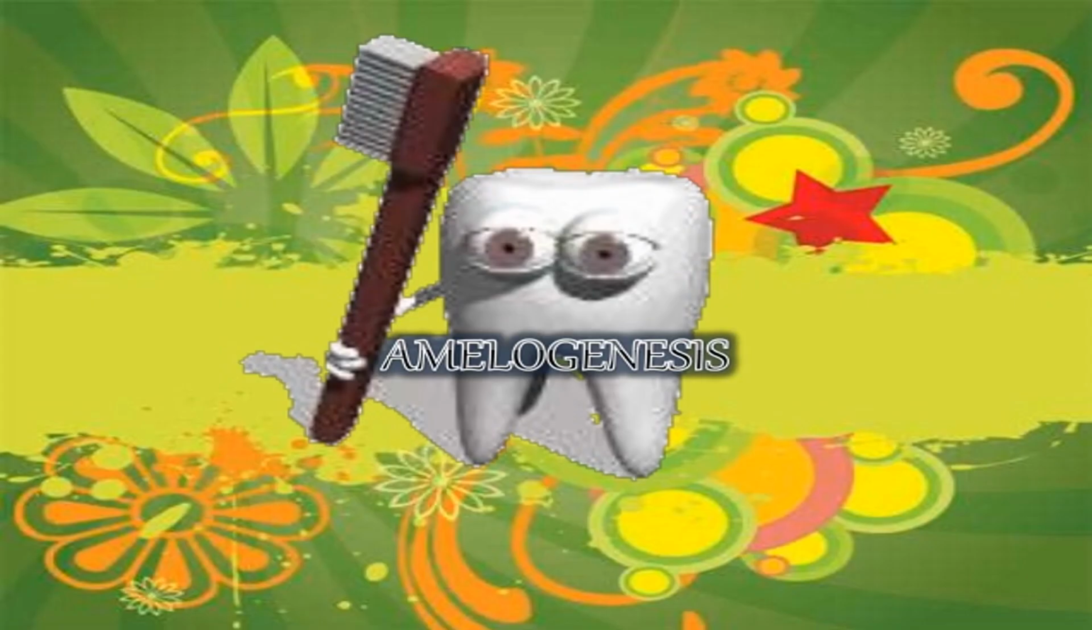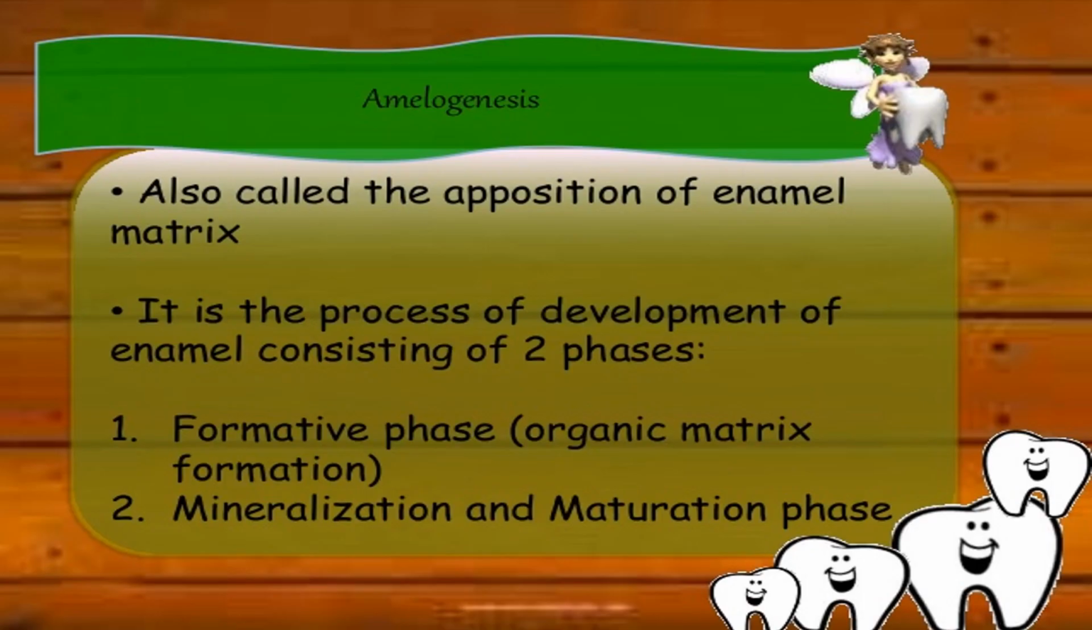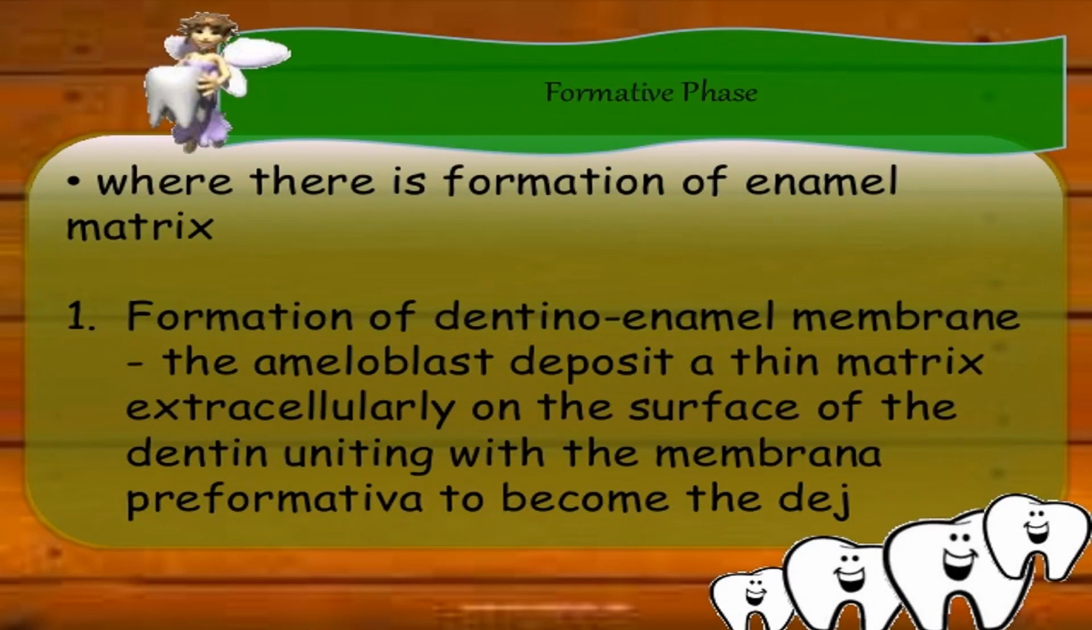Now amelogenesis. What is amelogenesis? Amelogenesis is the formation of enamel, also called apposition of enamel matrix. It is a process of development of enamel consisting of two phases. One is the formative phase and the other is the mineralization and maturation phase. The formative phase is also known as organic matrix formation.